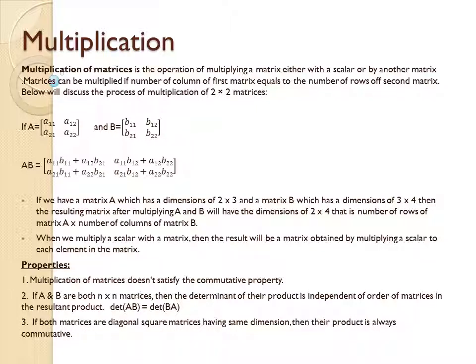If both matrices are diagonal square matrices having the same dimension, then their product is always commutative. Only if they are diagonal square matrices is the product commutative, else the product is not commutative. Commutative means A cross B equal to B cross A. If A dot B equals B dot A, then it would have been commutative. Here it is not, so that is the reason it is saying not commutative. Okay. So let's move on.